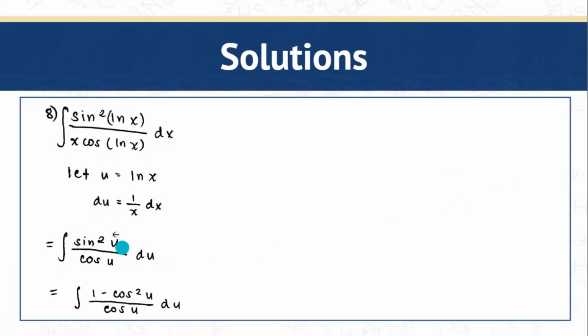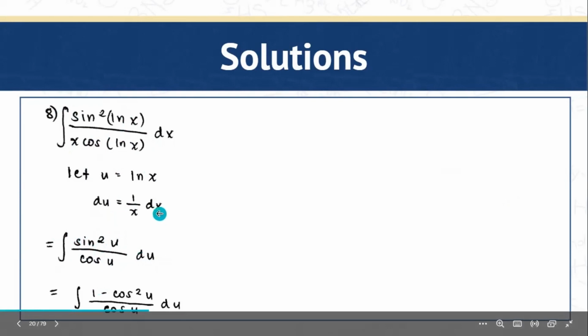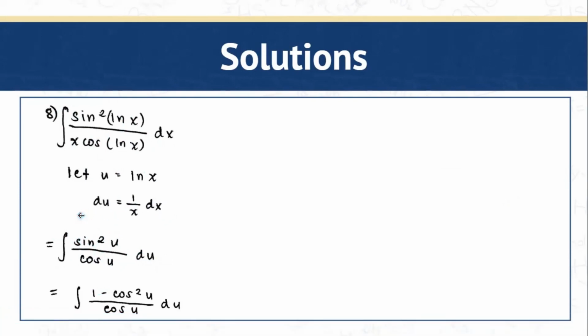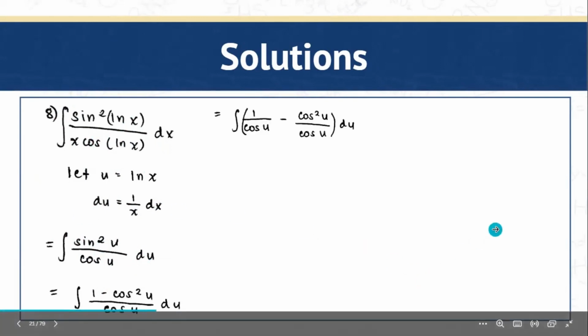And then since this part here still looks complicated, maybe we could split them into 2 parts where we would be applying the Pythagorean identities. So sine squared u is equal to 1 minus cosine squared of u. And then from there, we can see that we can be canceling cosine in the second term. So let's do just that.